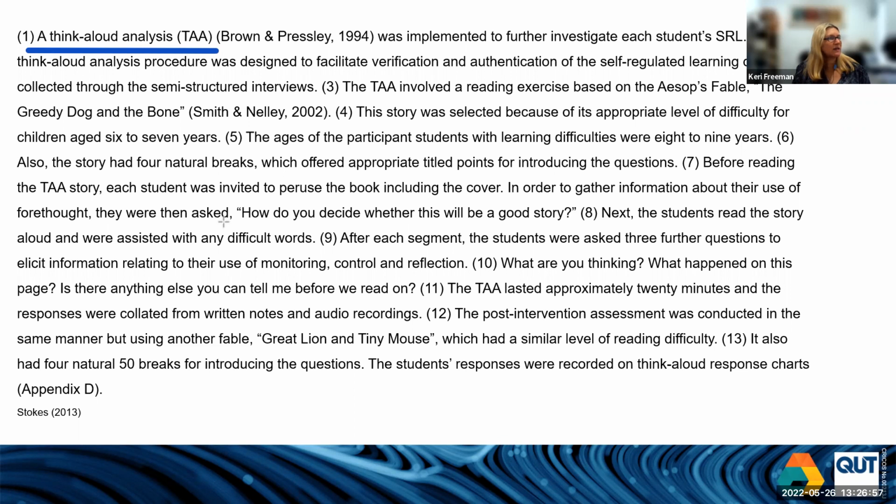So what was SRL? I've actually forgotten. Something learning. Self-regulated learning data through semi-structured interviews. So let's have a look at his step-by-step.